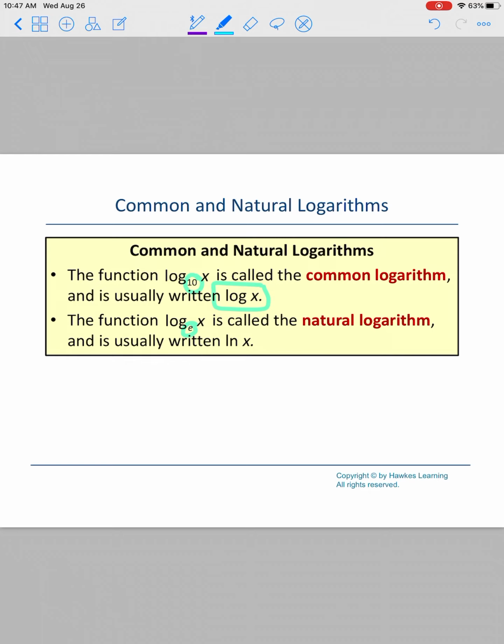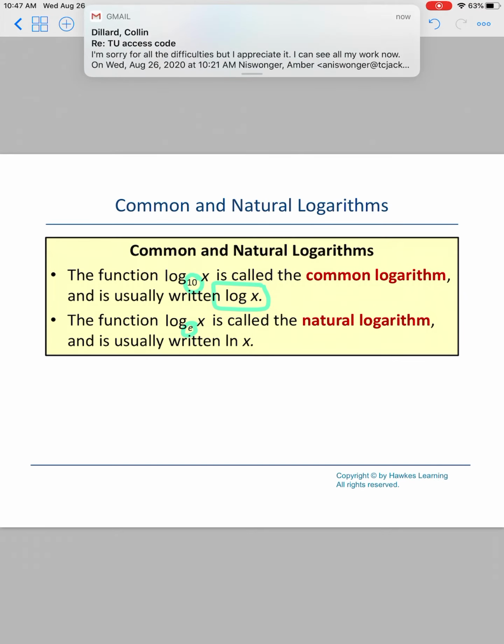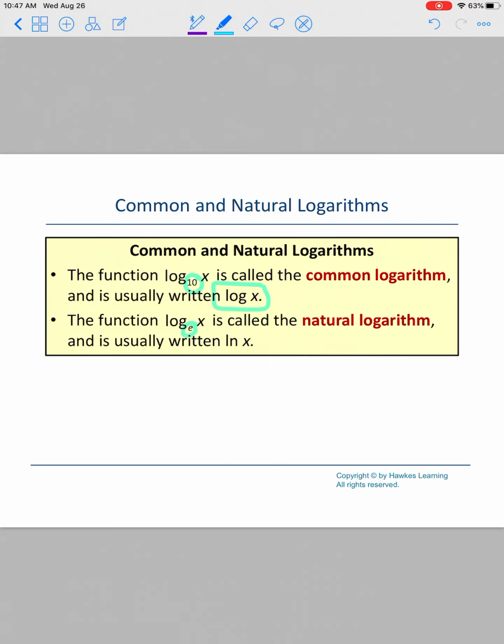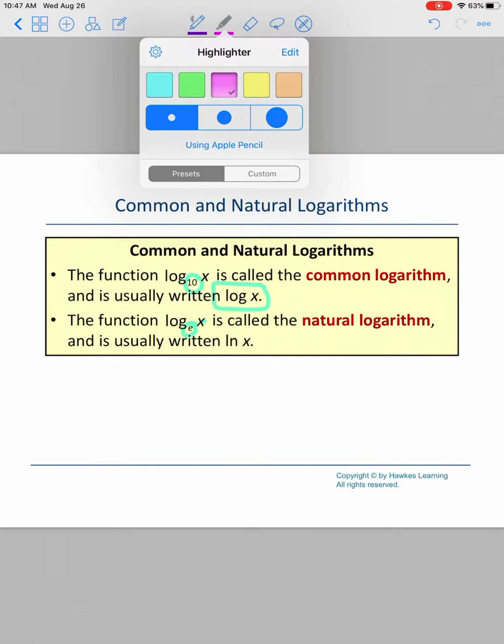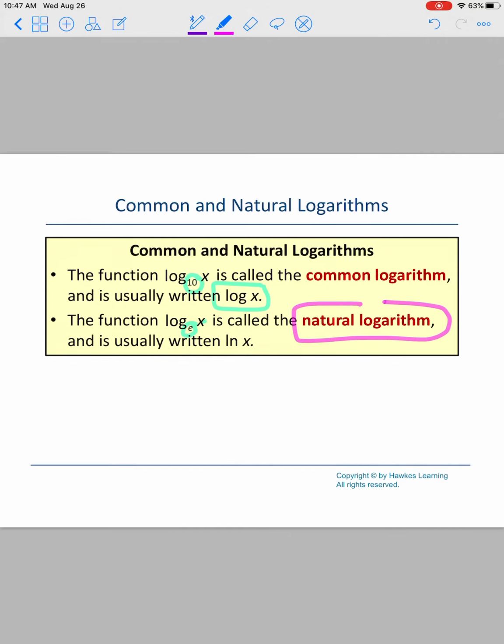And if I type in, say, e to the 1st on my calculator, it is approximately 2.718. It is an actual number, okay? But if I have log base e of x, that is what we call our natural log. And it is written as ln of x instead of log. Ln stands for log base e.